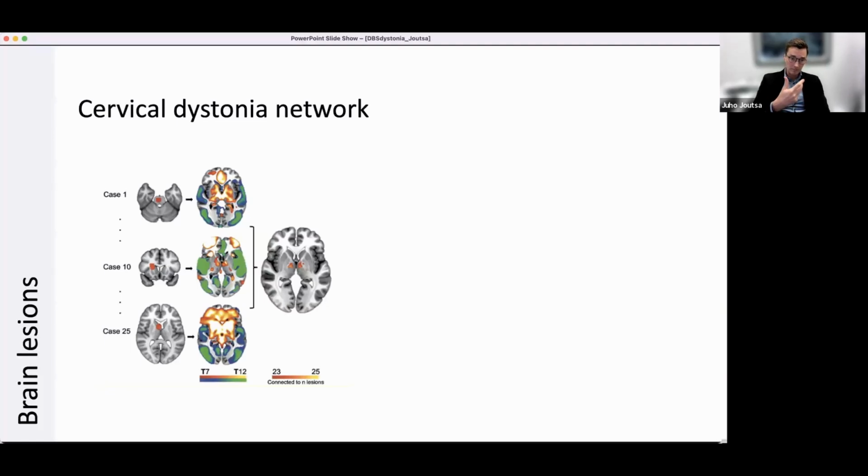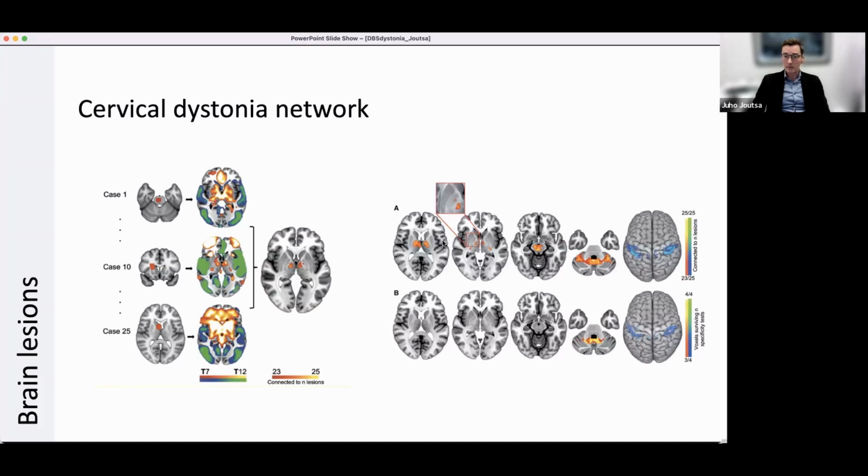Next, we defined the networks disrupted by each of these lesions, looking at the commonalities, and what was discovered was that all of these lesions were connected to regions in the thalamus, in the globus pallidus, in the brainstem, cerebellum, and primary sensory cortex. When comparing these lesion networks to lesion networks from random strokes and lesions causing other movement disorders, the connections that were specific were those to the cerebellum and the somatosensory cortex.